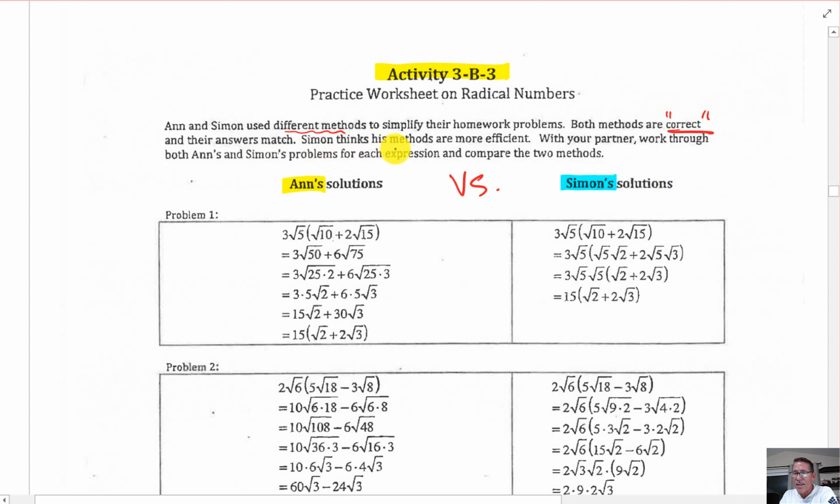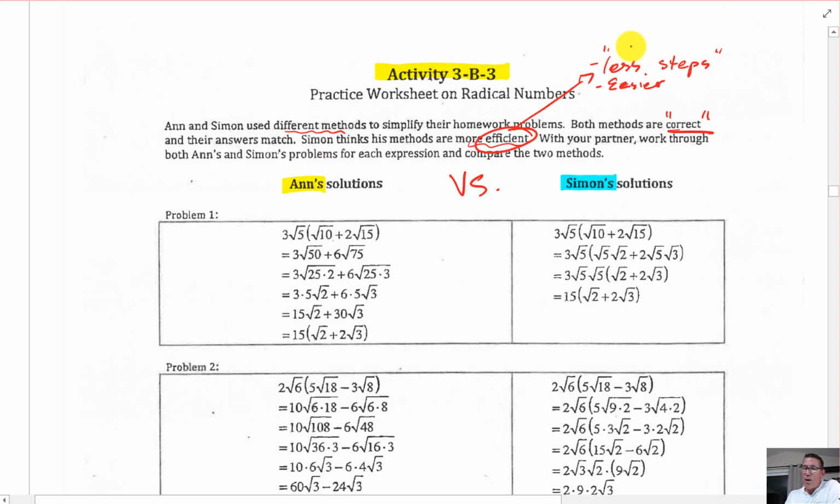Simon thinks his methods are more efficient. Now, the word efficient can be interpreted a couple ways, but when you're more efficient, that typically means less steps. It's also typically easier too. So more efficient and perhaps even easier. But typically it means less steps in total. You're going to see that.